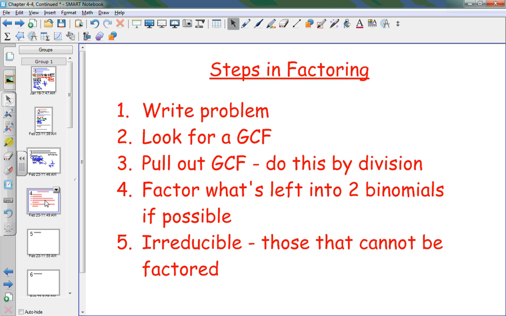Steps in factoring. This is a very simple concept. I tell you to write down the problem first. Yes, writing down the problem should seem very elementary to you. Then why don't you guys just write it down? Many of you just let it stay on the paper or write it straight from the textbook. You do not copy it down.